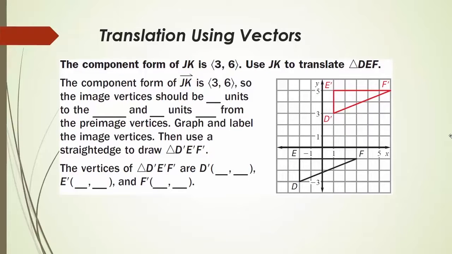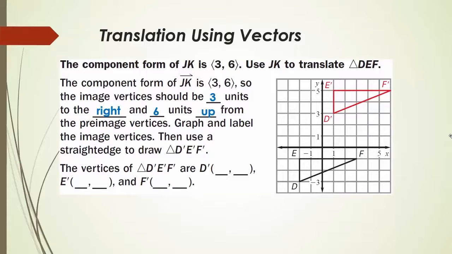Example number 3, translation using vectors. The component form of JK is <3, 6>. Use JK to translate triangle DEF. Basically what they're telling you, here's your component form. You're going to take each point and move it, since 3 is positive, 3 units to the right, and since 6 is positive, 6 units up. So it's basically the same thing as doing a translation. The image vertices should be 3 units to the right and 6 units up from the pre-image vertices.